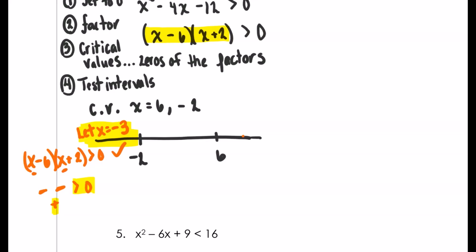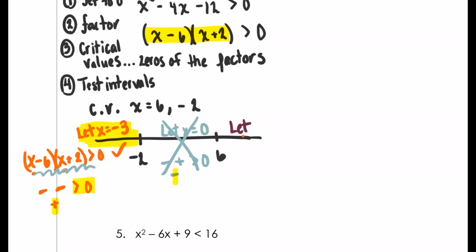Now I'm going to move on to the next interval. I'm going to choose 0. I always like to choose 0 when possible. All right, so again, I'm going back to my inequality and I'm substituting 0 into each factor. So notice this time I would get a negative times a positive. Well, is a negative times a positive negative? Is a negative greater than 0? And the answer is no. So that means that this region from negative 2 to 6 then is a failure. It will not pass.